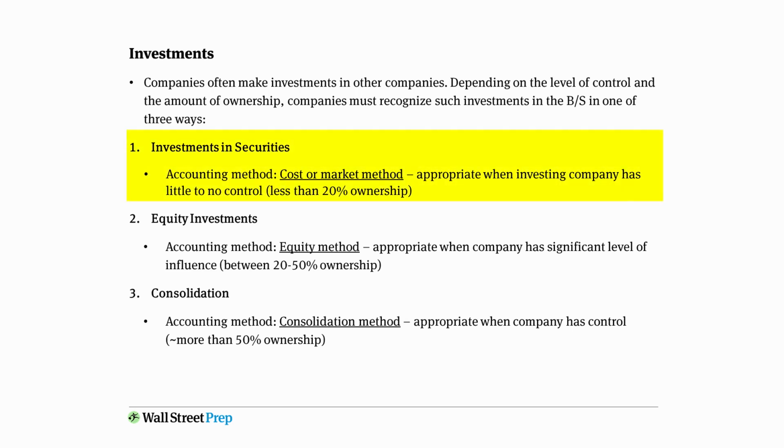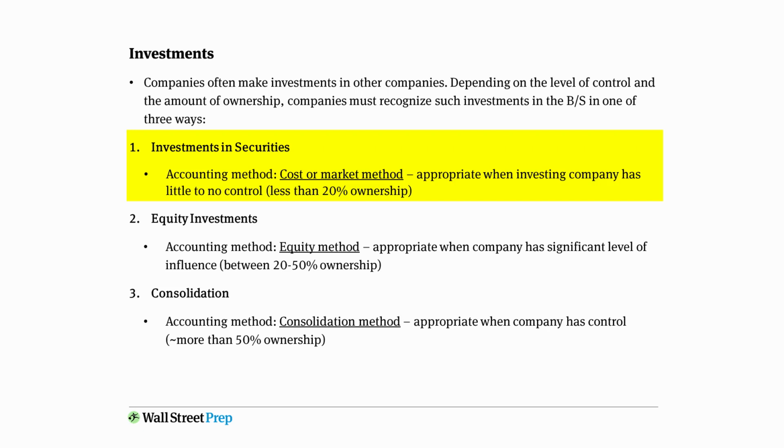First, you can recognize ownership in other companies as investments in securities. And the accounting method for how to recognize investments in securities is either the cost or market method. This approach for recognizing investments in other businesses is appropriate when the company that is investing in those securities has little or no control over the investments. So a typical rule of thumb threshold is less than 20% ownership. So if you're investing in businesses in a way that yields less than 20% ownership over those businesses, well, the appropriate accounting method is usually investments in securities.